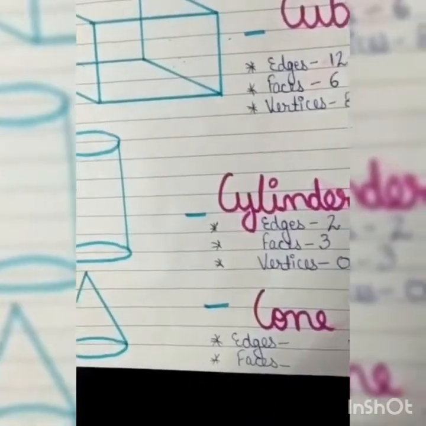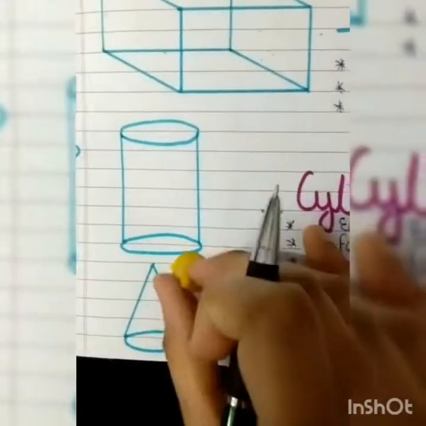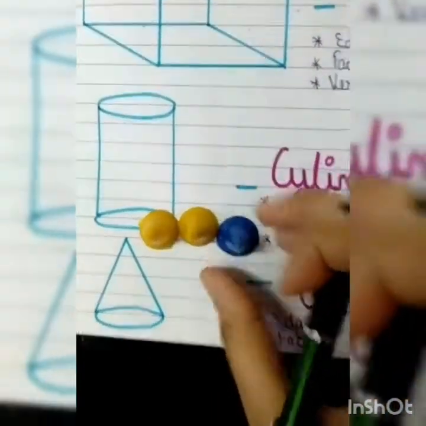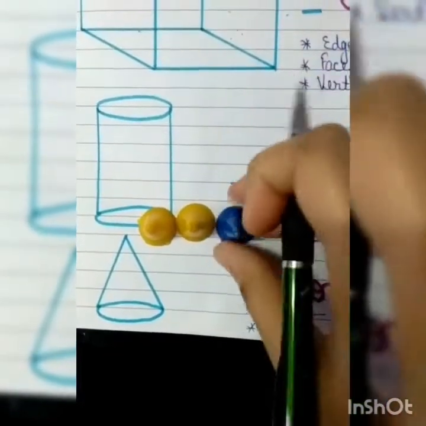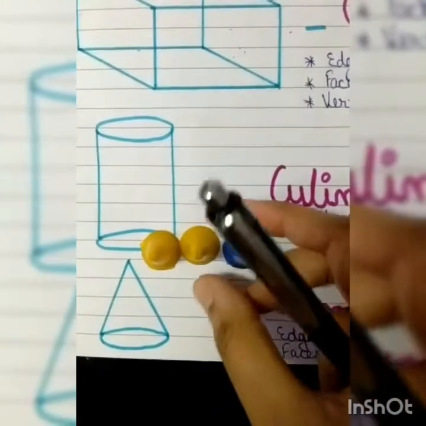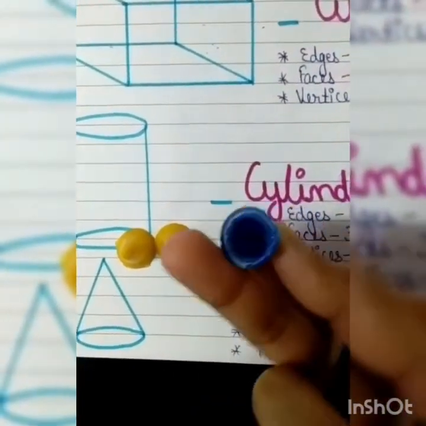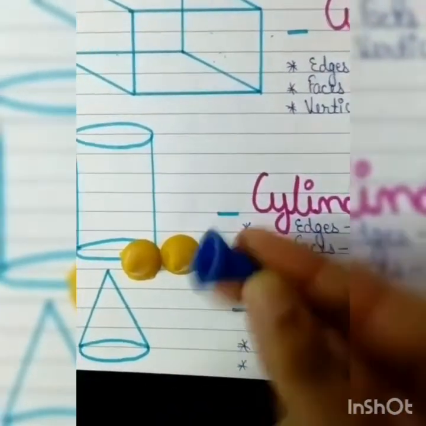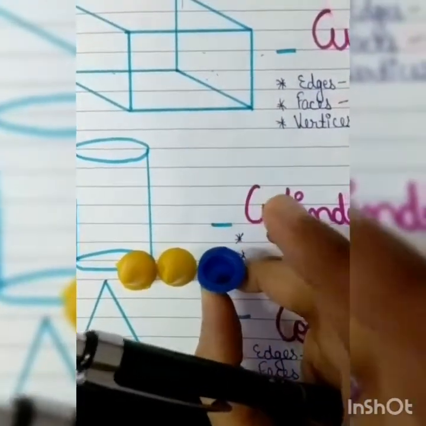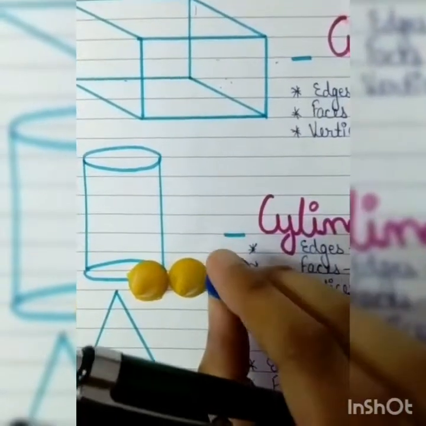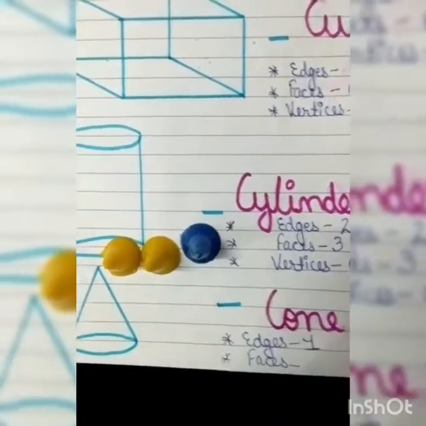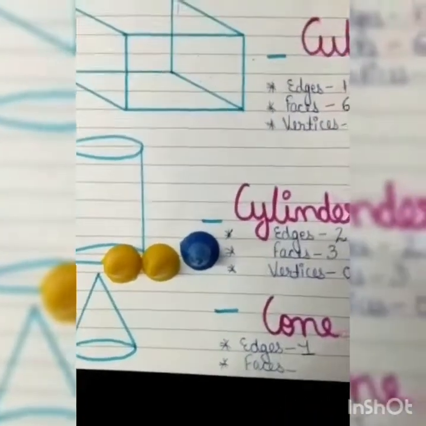Now next is cone. Cone. Now I will show you the object. Yes, this is cone or not? Yes, students? Okay, so now count the edges of cone. So this cone has only one edge, students. The cone has only one edge. So write it down, students. 1.